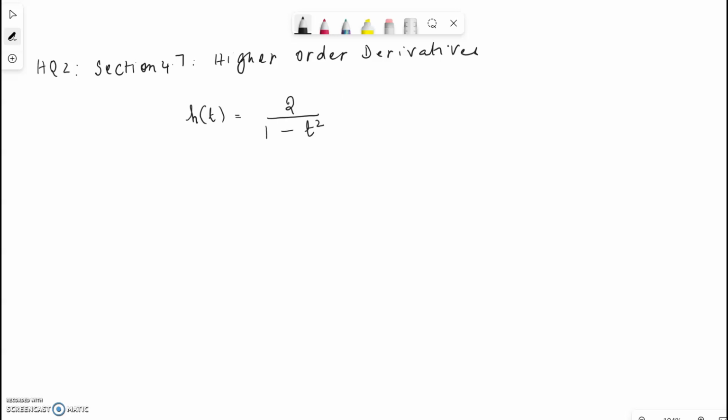So here we have a function of t, and we're going to take the first derivative and then the second, and then we'll see if we can take the third derivative and so on. So the first derivative of this function, and this looks like a 1, f of x equals 1 over x. F prime of x would then be negative 1 over x squared.